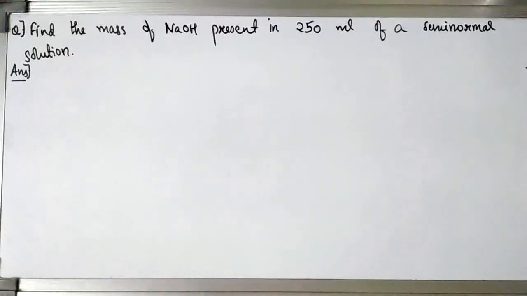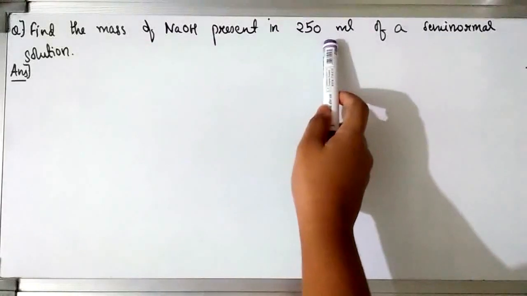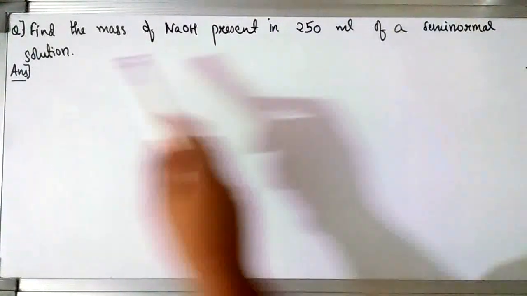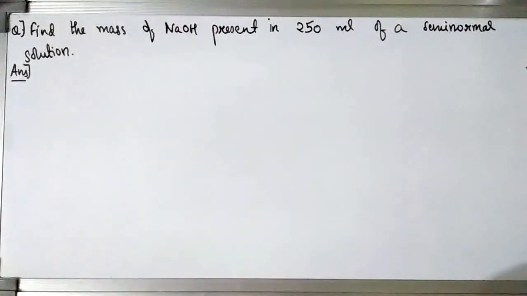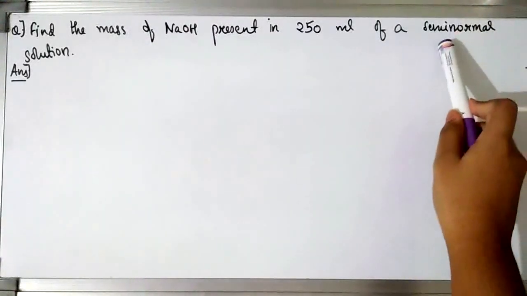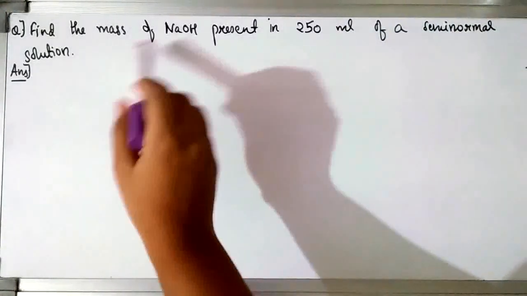So here comes the next question. In this question, they have asked you to find the mass of NaOH present in 250 ml of a semi-normal solution. Just now I told you that a semi-normal solution means that the normality is equal to 1 by 2. So in this question, they have given you the normality equal to 1 by 2. They have also given you the volume of the solution, and we need to find the mass of the NaOH present.